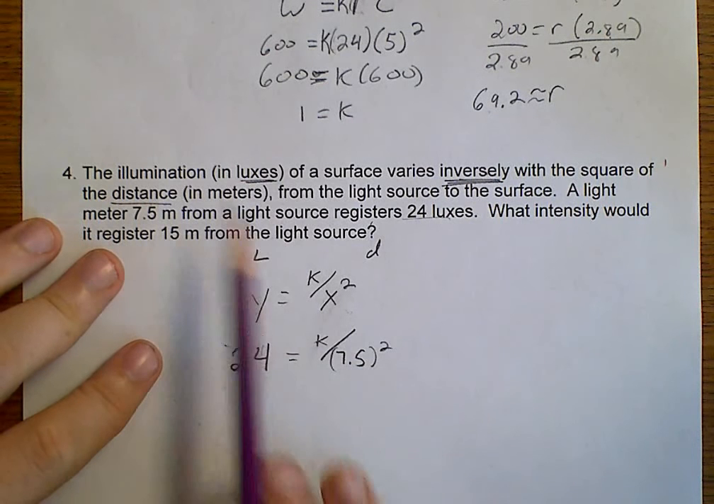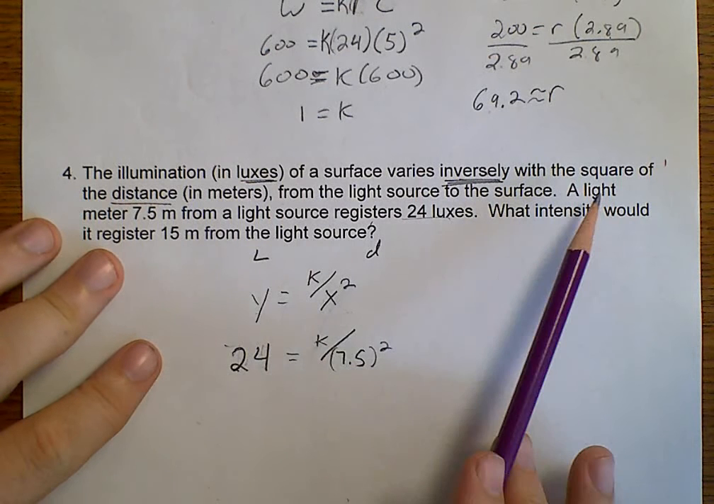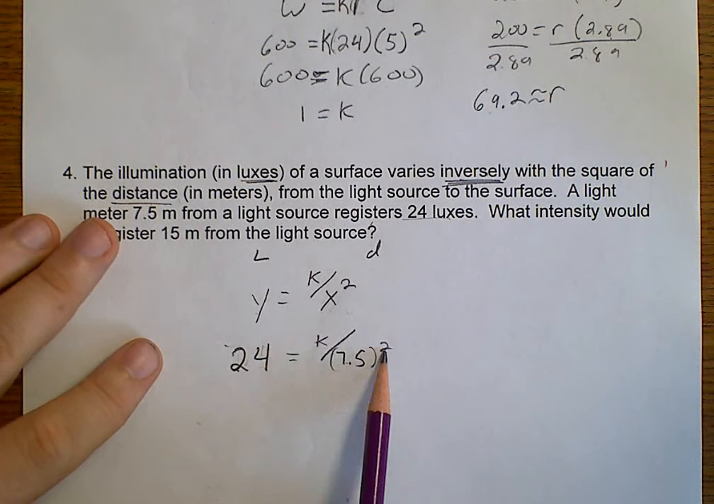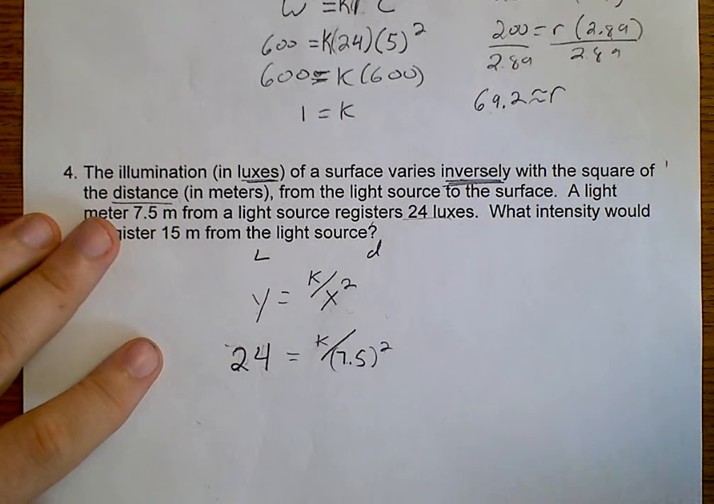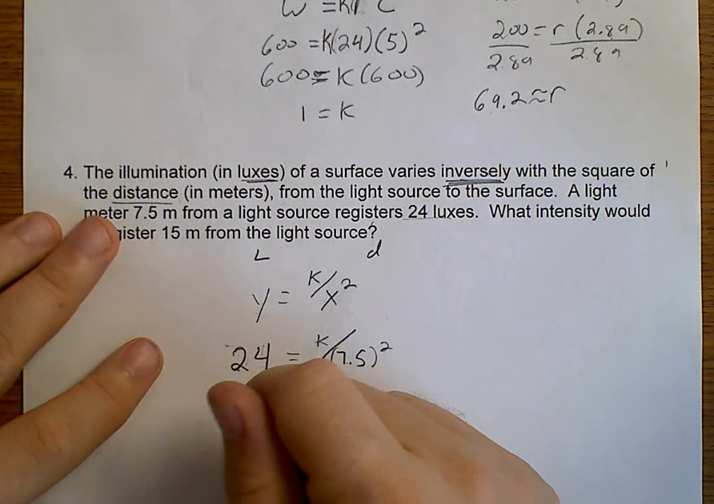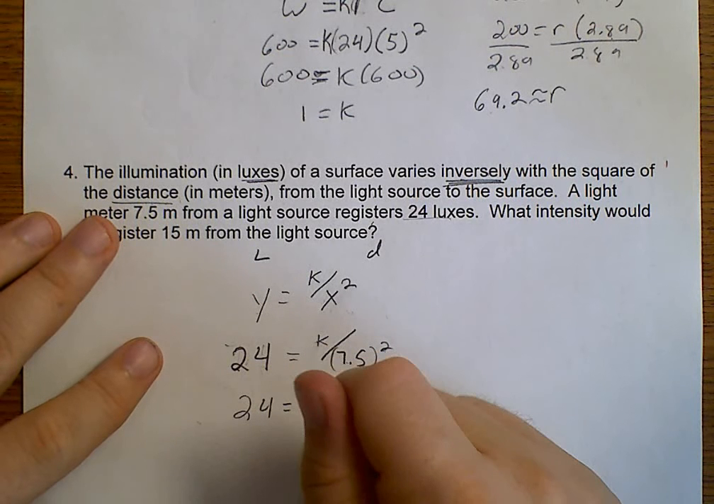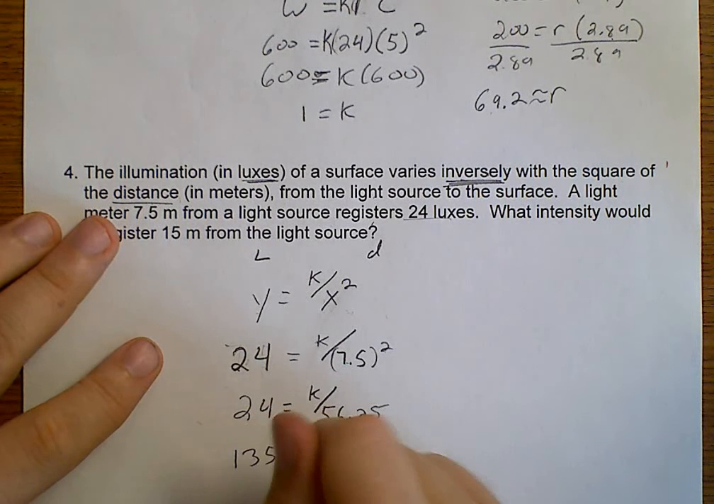So we double check it. Our luxes inverse, so we have k divided by something. The square of the distance, so we have our distance squared, and then our luxes. So now we go ahead and figure this out. We do 7.5 squared, and we get 56.25. So 24 equals k divided by 56.25. We multiply that by 24. We get that 1,350 equals k.